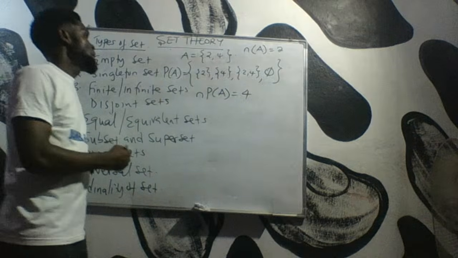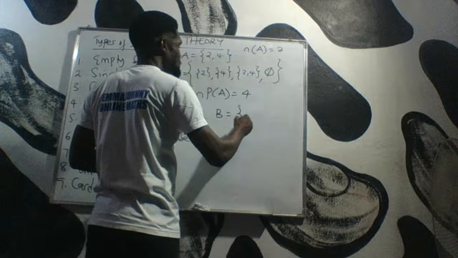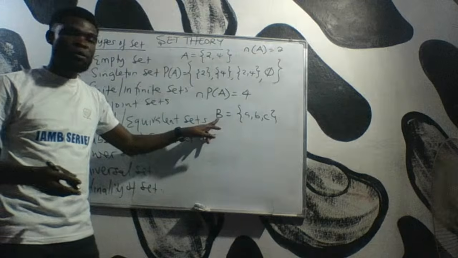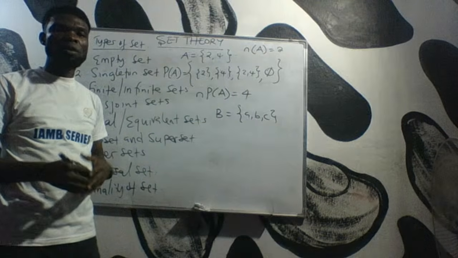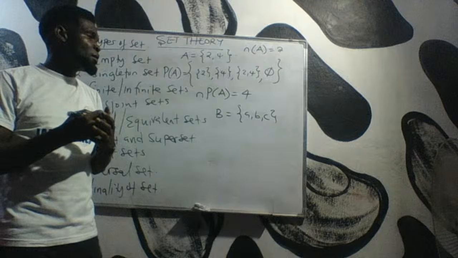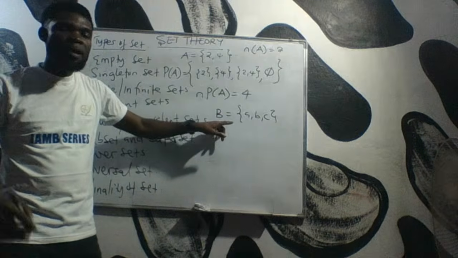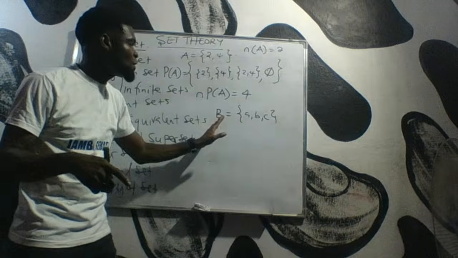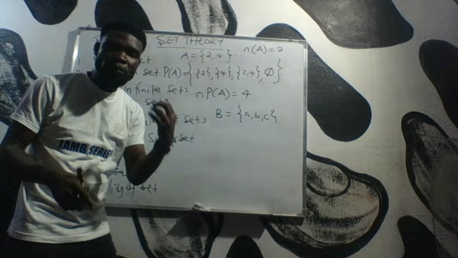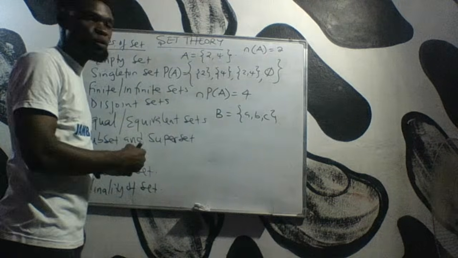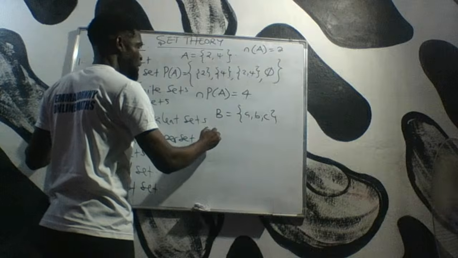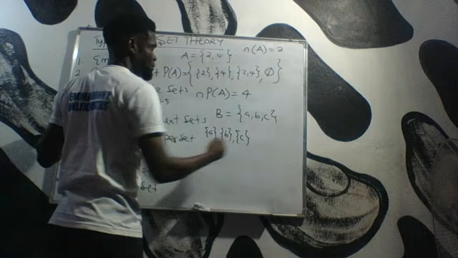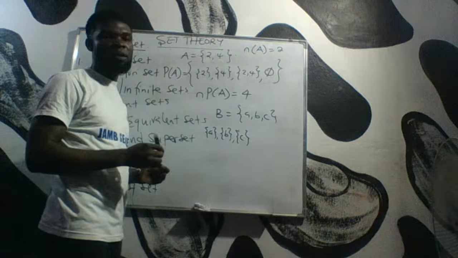Now, question: if I have a set B equals {A, B, C}, what is the cardinality of set B? 1, 2, 3. There are 3. What will be the cardinality of the power set of set B? In other words, how many subsets can I derive from set B? Okay, let's quickly do it. First of all, I'll have A. Next, I'll have B. Next, I'll have C.